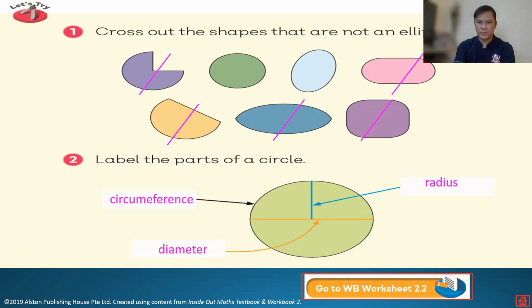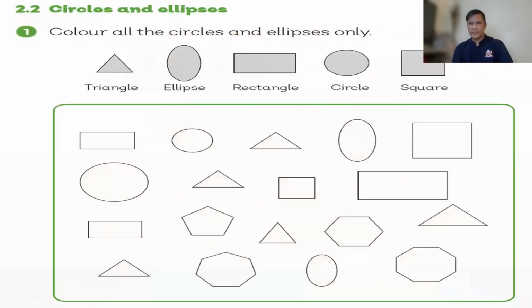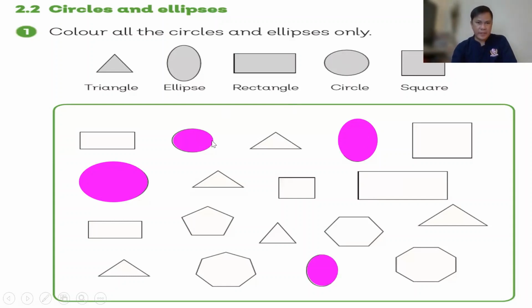Okay, if you are ready, let's go to your WB worksheet number 2.2 and answer some questions. Can you circle the shapes? Can you color all the circles and ellipses only? This one? Very good. How about this one? And this one? This one. So you can color any color you like. If you like blue, you can color blue. If you like red, you can color red. Because these are examples of ellipses and circles. Very good.